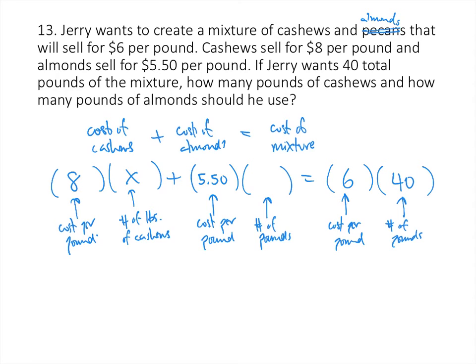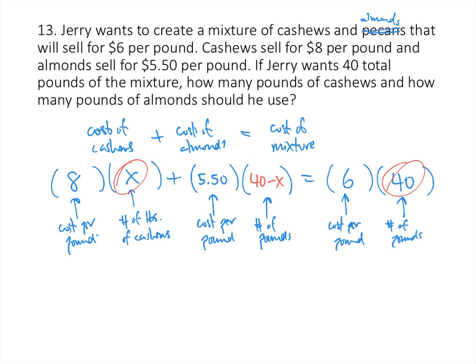So we can call the number of pounds of cashews x, but we want to hesitate. We don't want to call the number of pounds of almonds y, because that will give us an equation with 2 variables and we won't be able to solve that. So what we have to realize is that since we have x pounds of cashews and 40 pounds total, then the number of pounds of almonds is going to have to be 40 minus x. In other words, if I had, say, 10 pounds of cashews, I would have to have 30 pounds of almonds to make the total of 40. If I had 25 pounds of cashews, I would have to have 15, 40 minus 25 is 15, to make up for the total of 40.